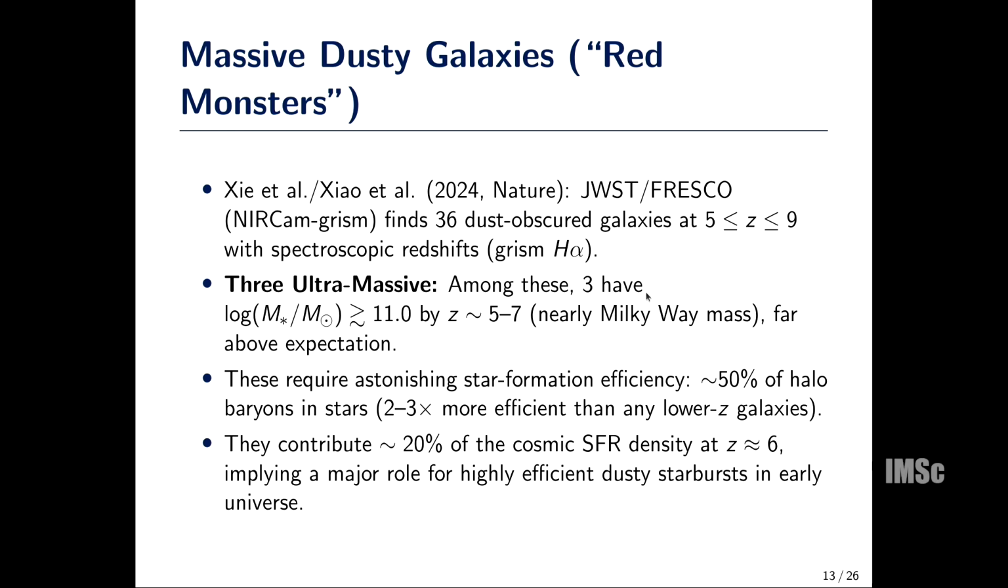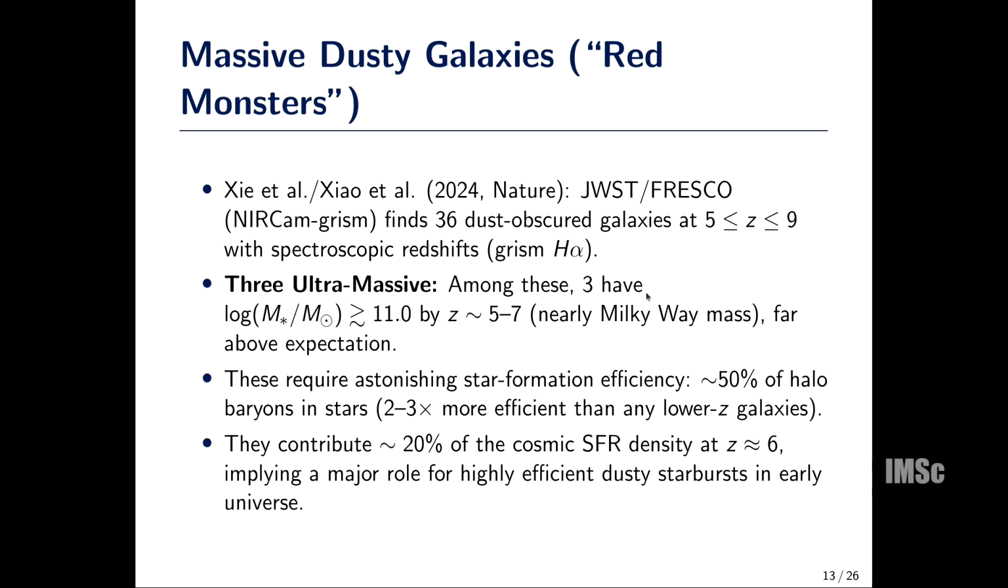You also find what are called these red monsters. So in a paper in Nature, as part of the FRESCO survey, they found 36 dust obscured galaxies within this redshift range, and among these 3 have fairly high stellar masses, again above expectation. So many of these papers invoke extremely high star formation efficiencies. 50% of the halo baryons are getting converted to stars.